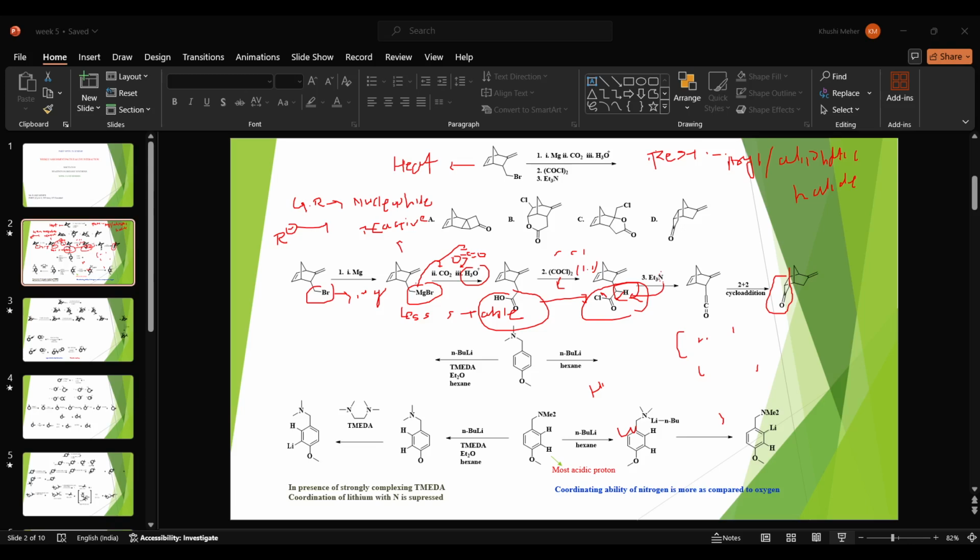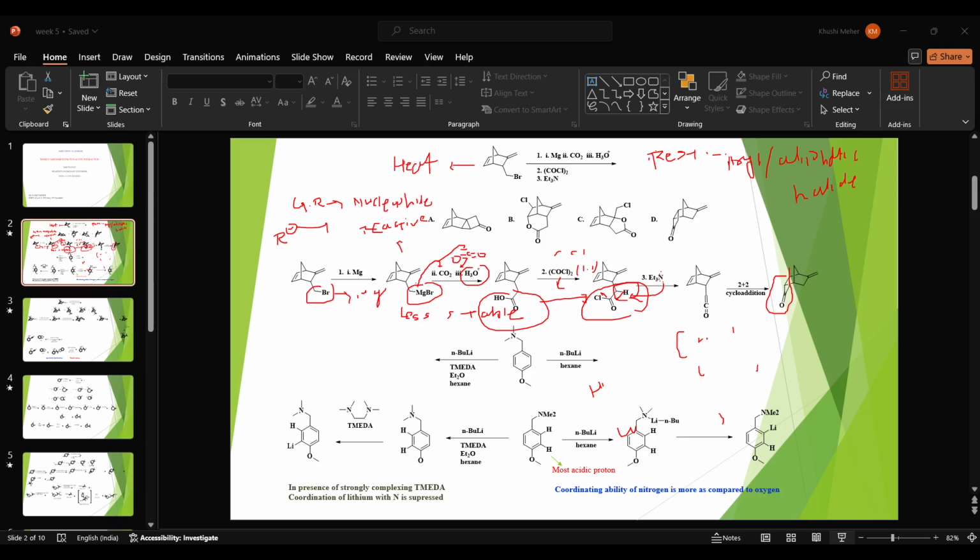The whole process, what will happen first: the Grignard synthesis will happen, and along with that it reacts with carbon dioxide gas, and we will get the corresponding carboxylic acid. After that we have oxalyl chloride, and we will get our corresponding acid chloride, followed by treatment in the presence of triethylamine.